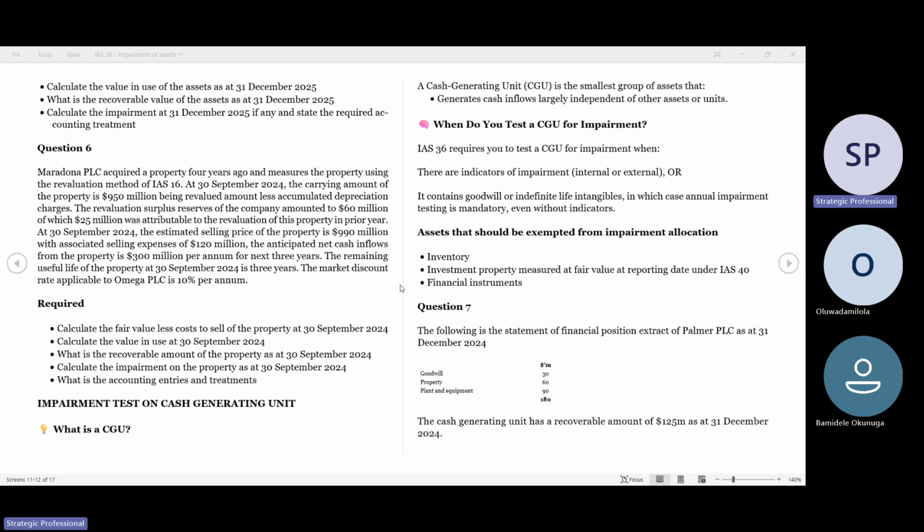So this is like a classwork. I expect you guys to do it. Let's see what your answers will be. Take 5 minutes and do it. Let's start with the fair value less cost to sell, then we'll discuss it once you are done. Just let me know when you are done.